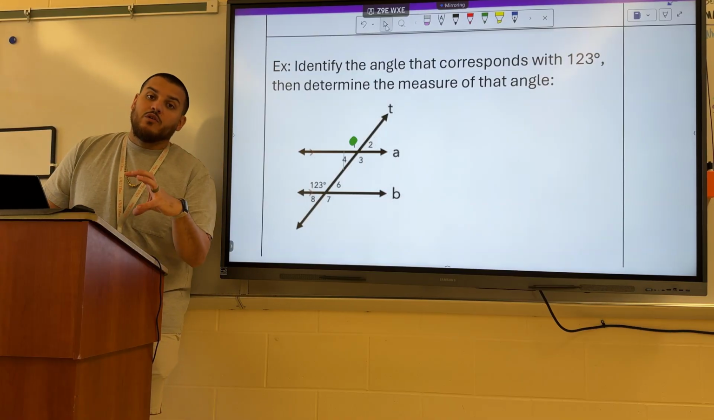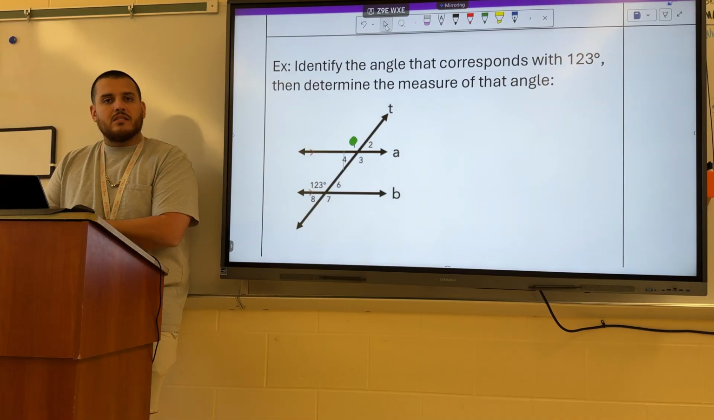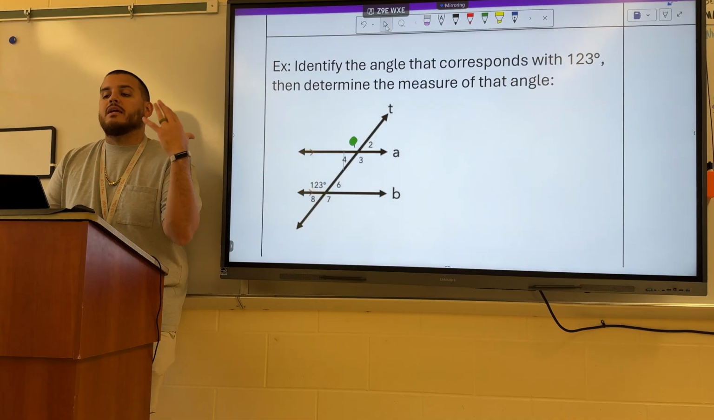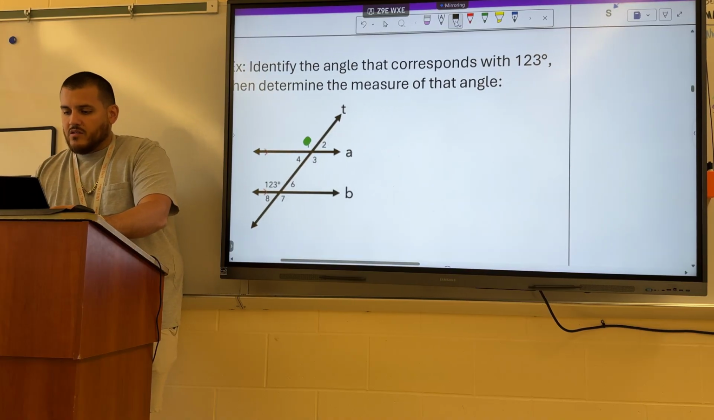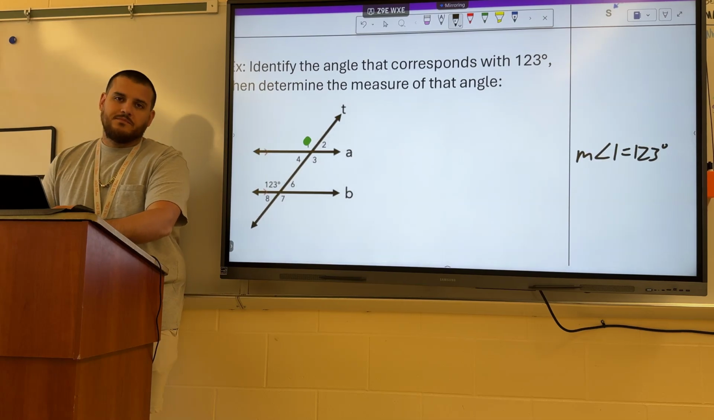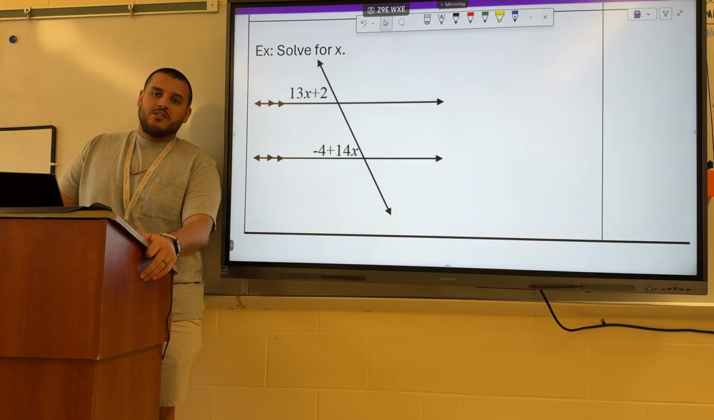Again, make sure that's clear. If we didn't know these lines were parallel, we would not be able to know how many degrees angle 1 is in this example. But because they are parallel, I know that the measure of angle 1 is also 123 degrees. We will, of course, have to apply a specific amount of algebra to these theorems.